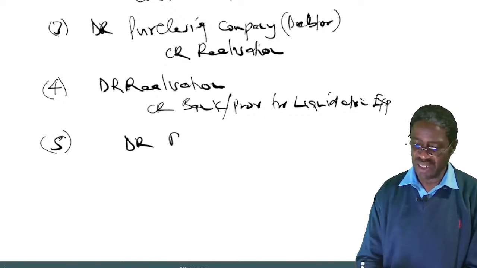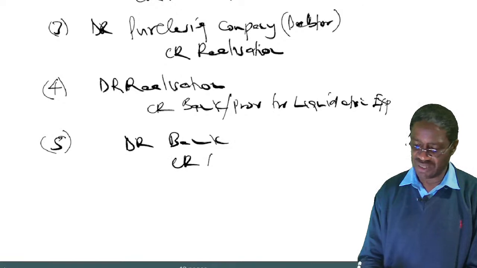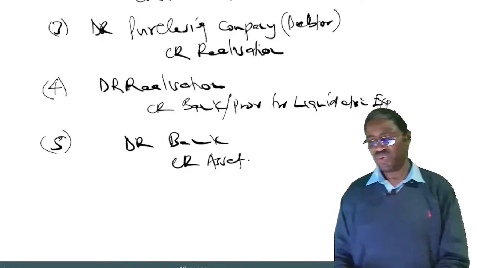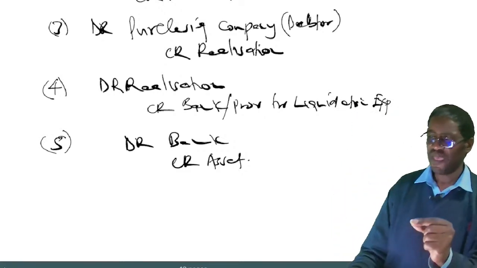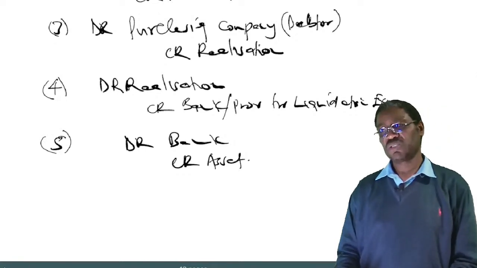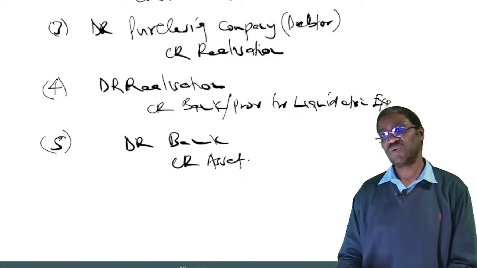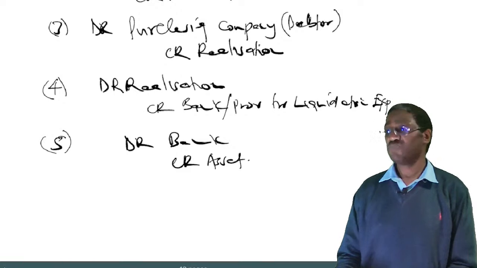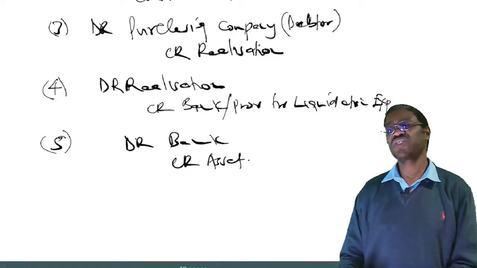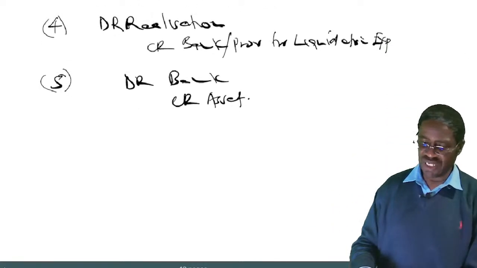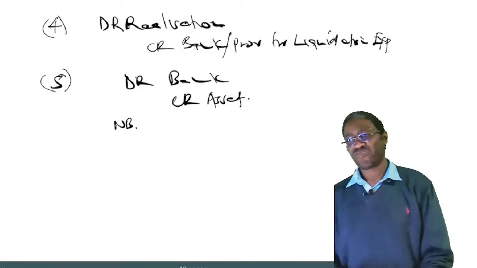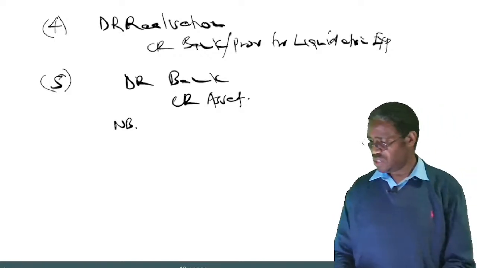debit bank, credit asset. With any assets not taken over by the purchasing company, but sold by the selling company, debit bank, credit asset. Then below that, write NB. Then you say this.